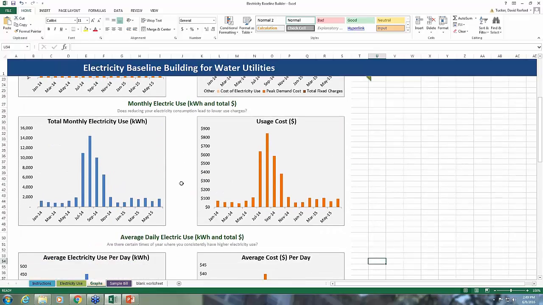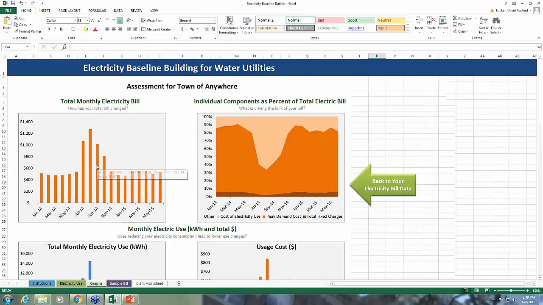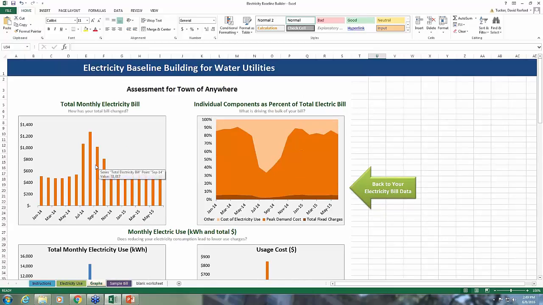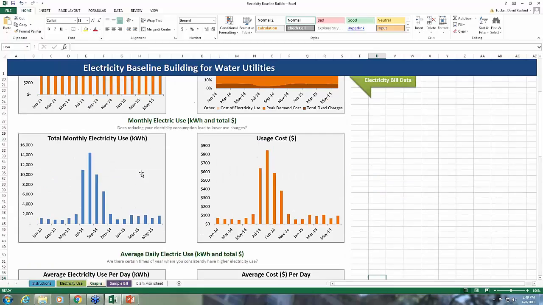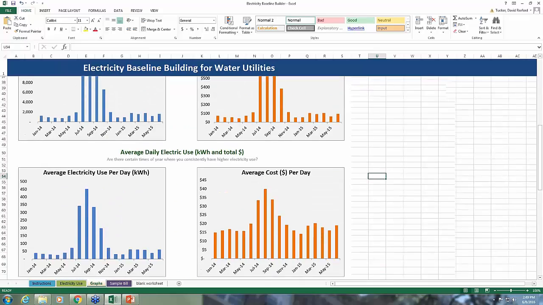If you scroll down here a little bit, we see monthly electric use in kilowatt hours, which, as you can see, echoes the bill pretty closely. But this only includes the kWh charge. It does not include the customer charge, which is a flat charge, or demand charges. And this is the cost for those kilowatt hours. Also, these two shadow each other pretty closely here, don't they, left and right?